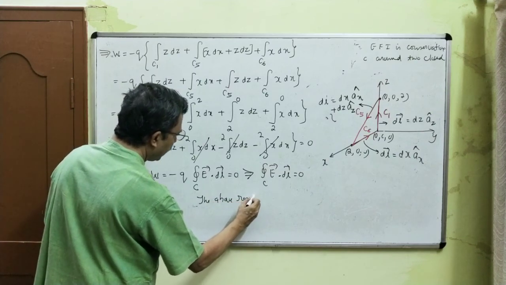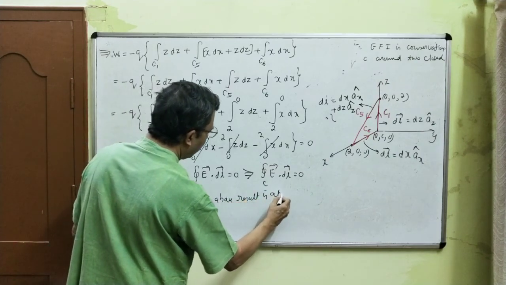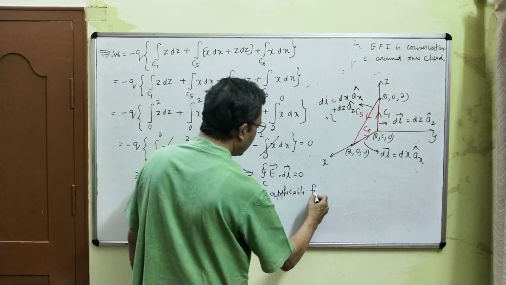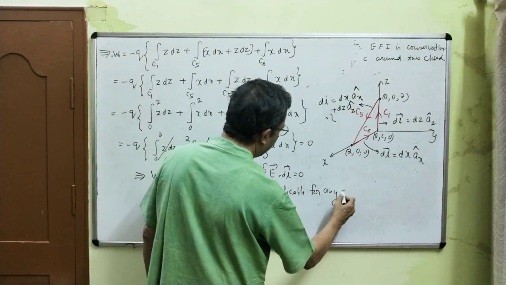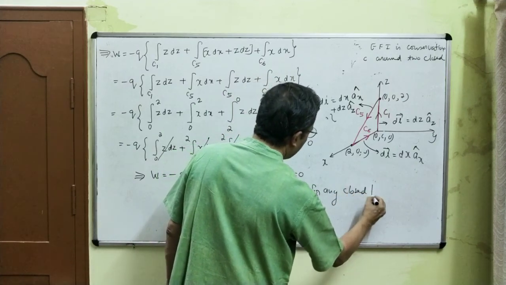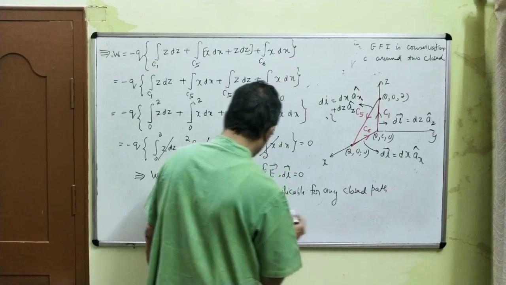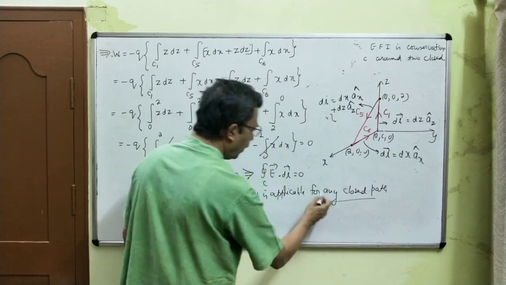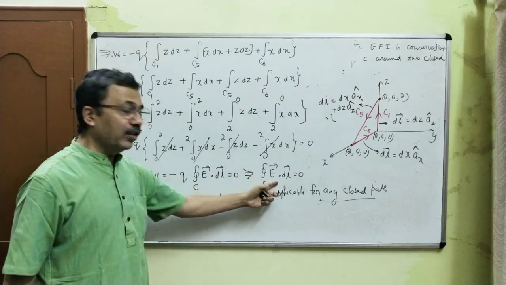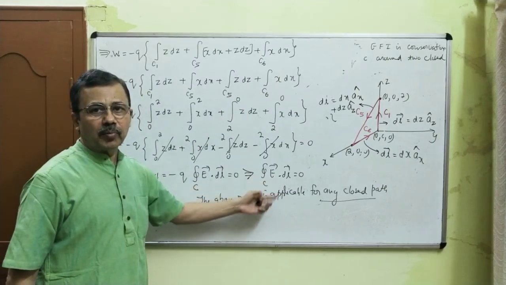The above result is applicable for any closed path. I have made a very general statement for any closed path. Here in specific you have taken two different closed paths and still you get the same result. This is the end of the problem.